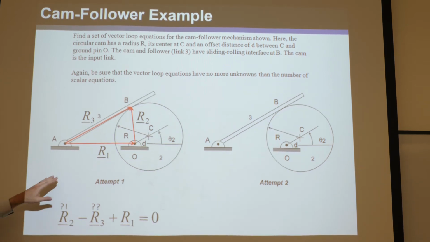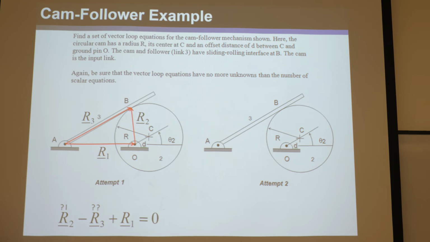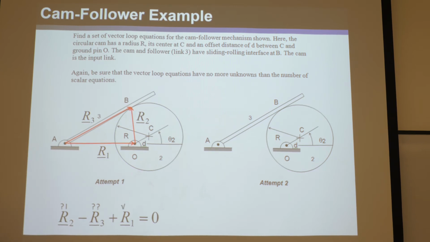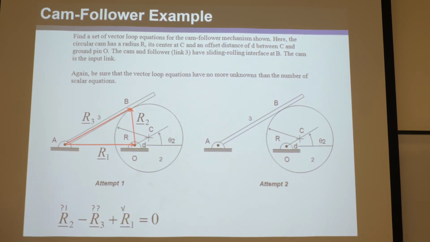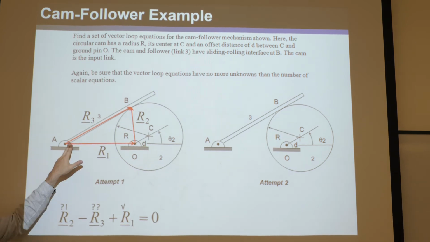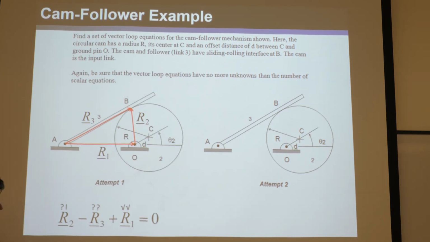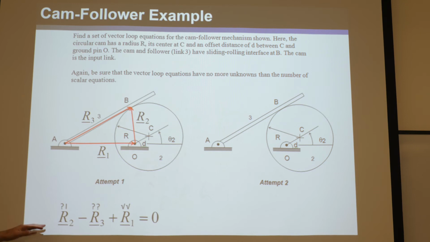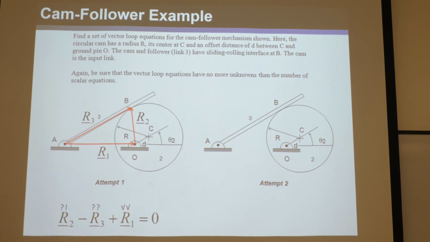R1, we could just analyze this real quick. We do know the magnitude. It's not going to change. It's just 2 points on the fixed link. And we do know the angle. It's 0, right? Horizontal down here, 0. Okay? So, but we're in trouble. We've got 2 equations, 3 unknowns. No good. Okay? So let's try and attempt 2.